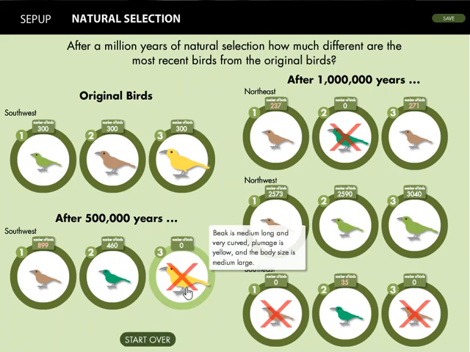The largest yellow bird with the curved beak was not the most fit because, if you remember, there was not much, if any, flowering plants that had nectar. So the long curved beak was not the most fit.